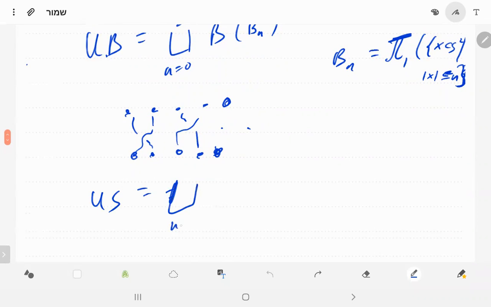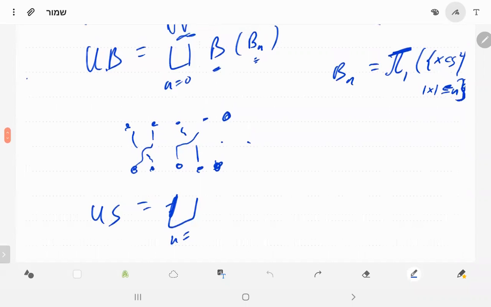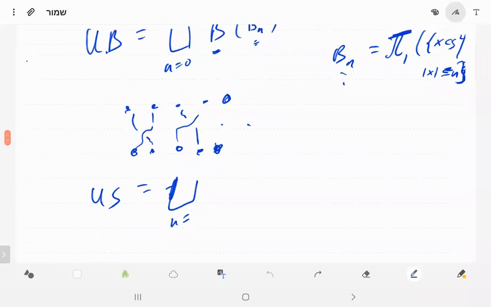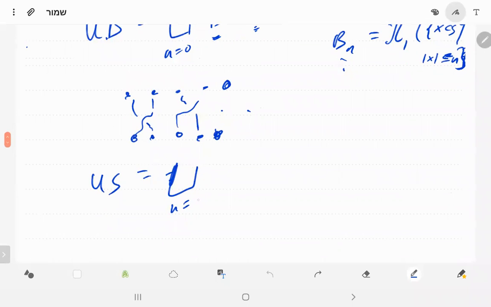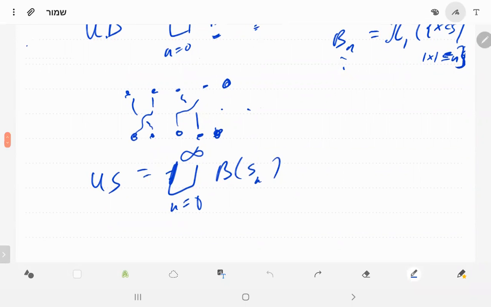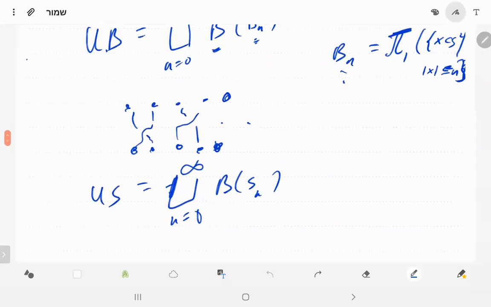What is B? Bn is a braid group. This B or this Bn? Both. B is BG, B of something. It's a classifying space, so it's a groupoid with a single object and the group of automorphisms. BSn. So what is a morphism here?